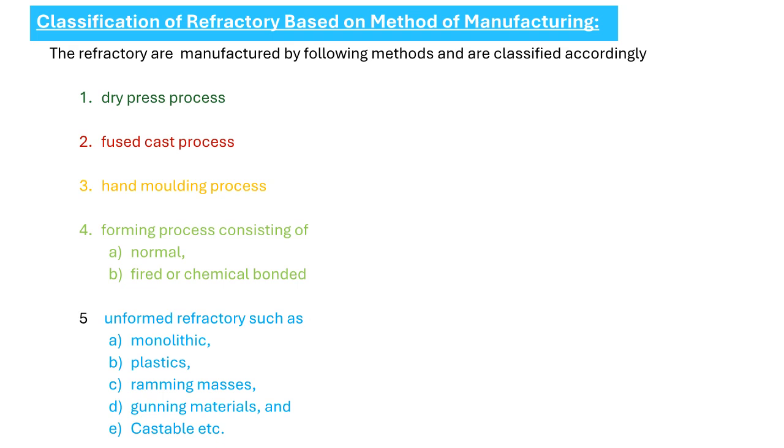In short, how a refractory is made is just as important as what it's made of, because the manufacturing method directly shapes its strength, durability, and suitability for different industrial uses.